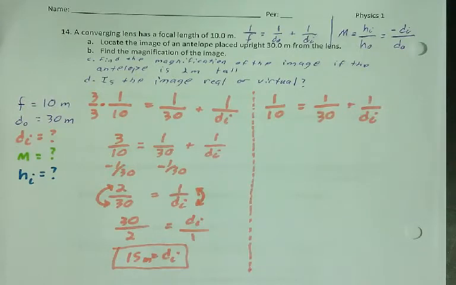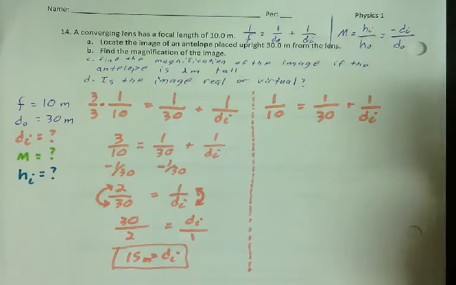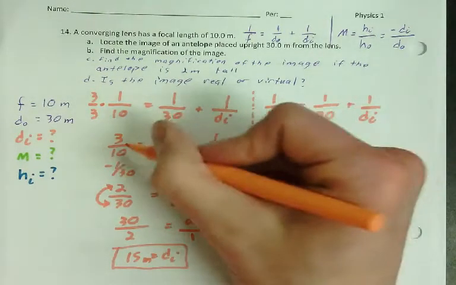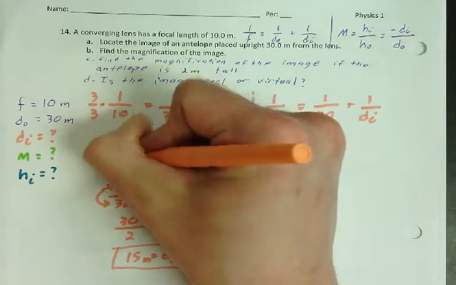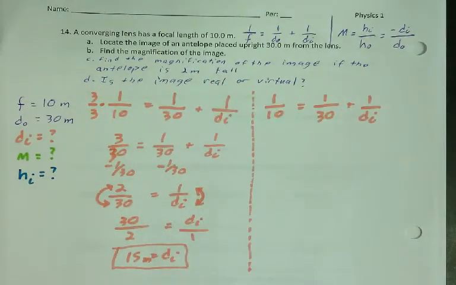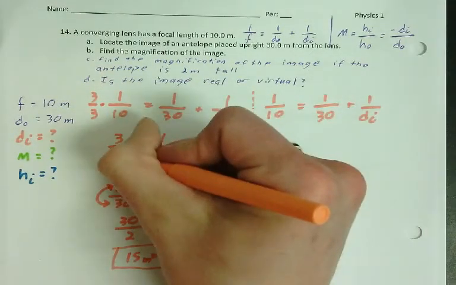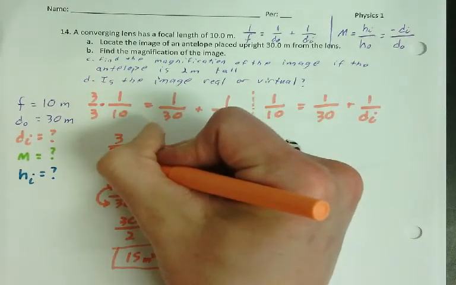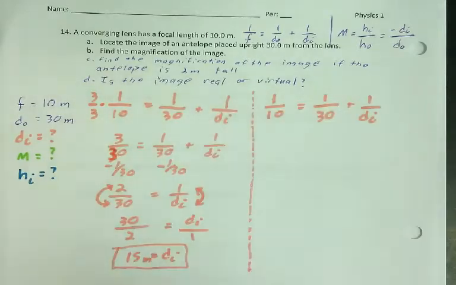Yes, sir. Why is the, say one more time? Because I wrote the wrong thing. Thanks. It's 3 over 30. Good.